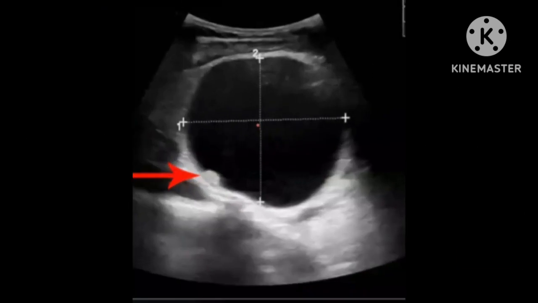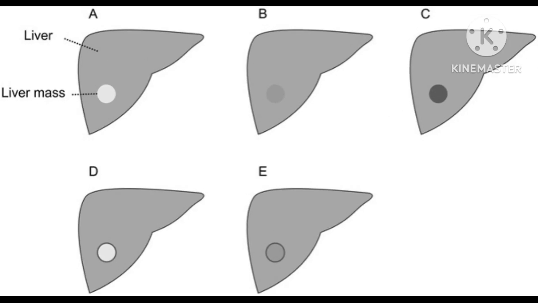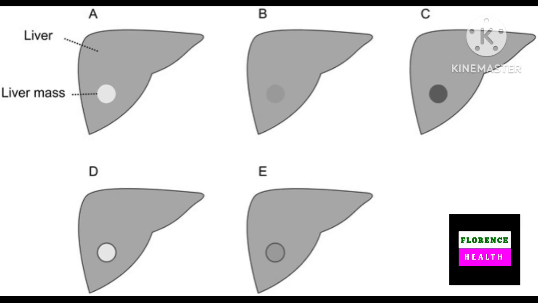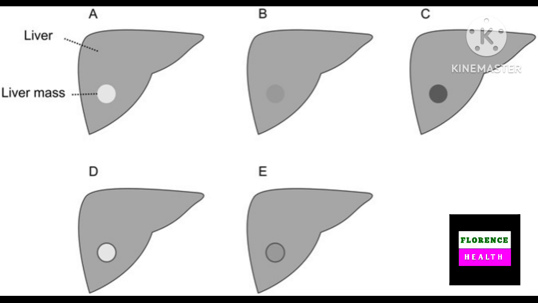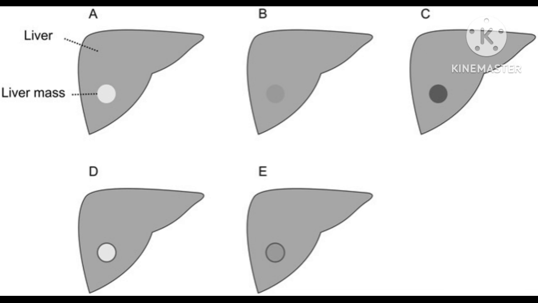This slide shows a purely anechoic structure which is jet black or dark in color, having an echogenic material inside which is marked by an arrow. Let's do another example. In figures A and D, the lesion is hyperechoic. In figure B, the lesion is isoechoic. In figure E, the lesion is hypoechoic. In figure C, the lesion is anechoic as it is jet black in color.